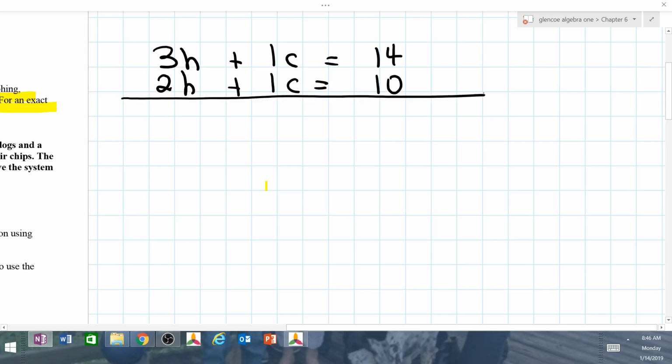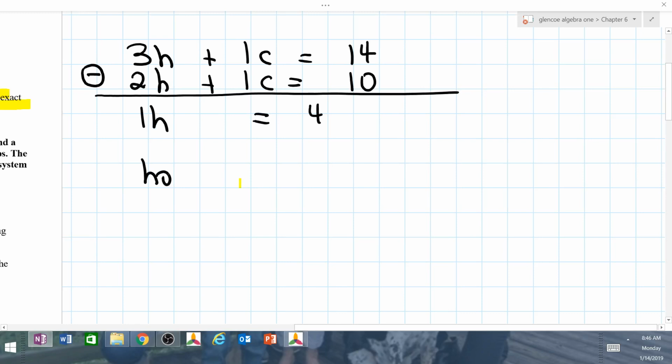Okay, so if you look at this, I think this is a pretty simple one because we don't have to multiply it. What could we do? Yes, Joseph. We could subtract because we have the chips, the variable C has the same coefficient and the same sign. So we have 3H minus 2H is 1H. 14 minus 10 is 4. So the price of a hot dog was how much, guys? Okay, so on the test and in the homework, make sure you give me dollar signs and decimal points.